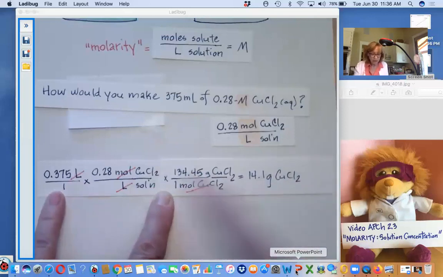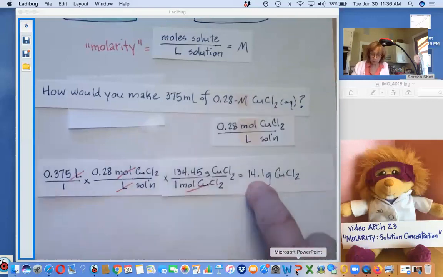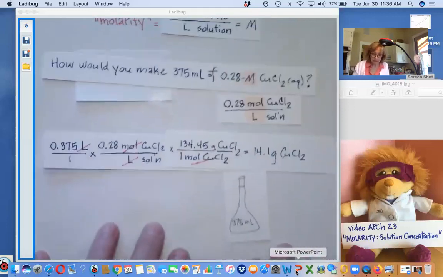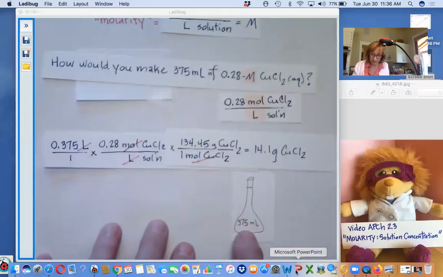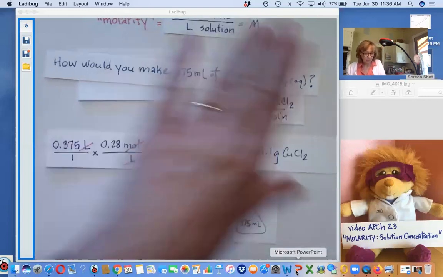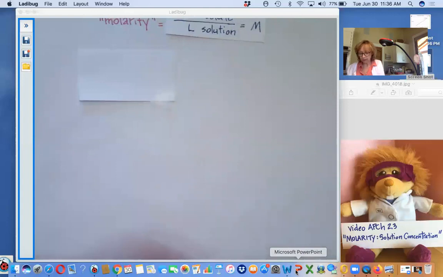So how would I make this solution? I would mass out 14.1 grams of copper chloride, put it into my 375 milliliter flask, add a little bit of water, swirl to get it to dissolve, and then continue to add distilled water until the total volume hits the 375 milliliter mark. Okay, let's look at another example.